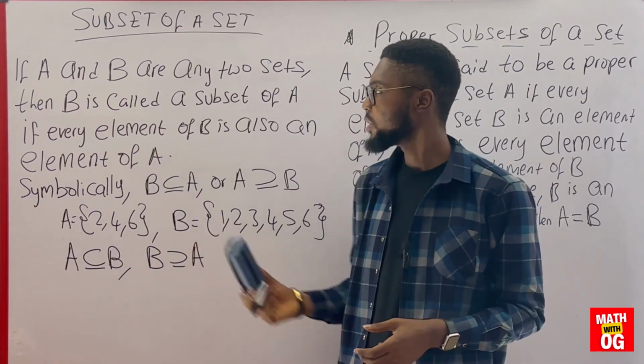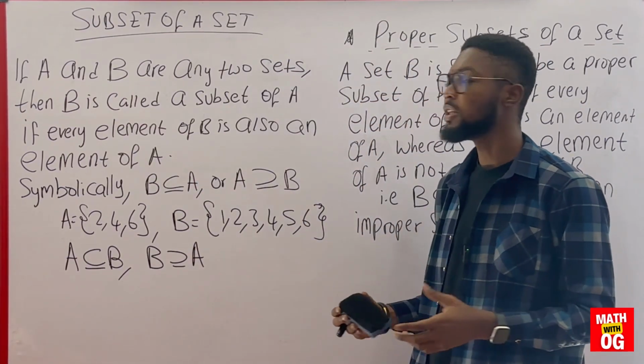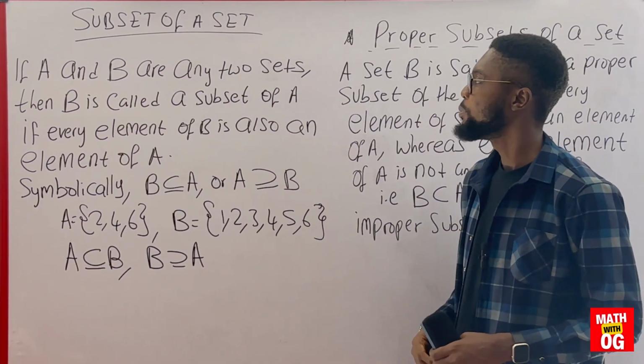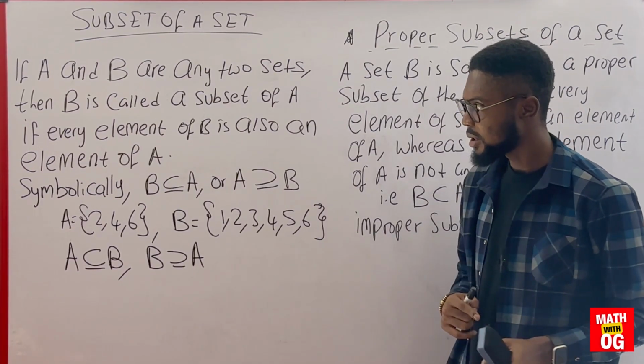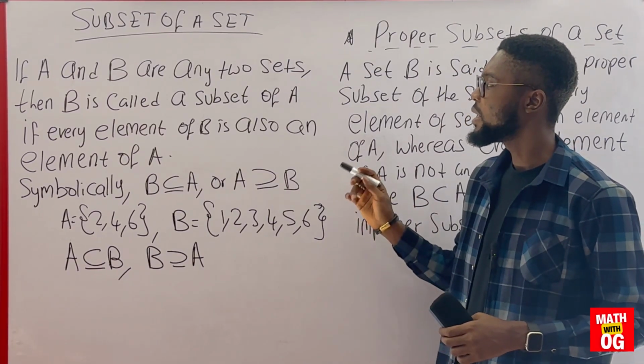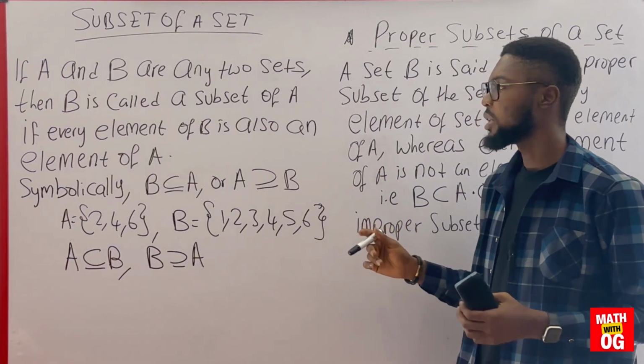Now, as you can see on the board, if A and B are any two sets, you have a set A, you also have a set B, then B is called a subset of A if every element of B is also an element of A.